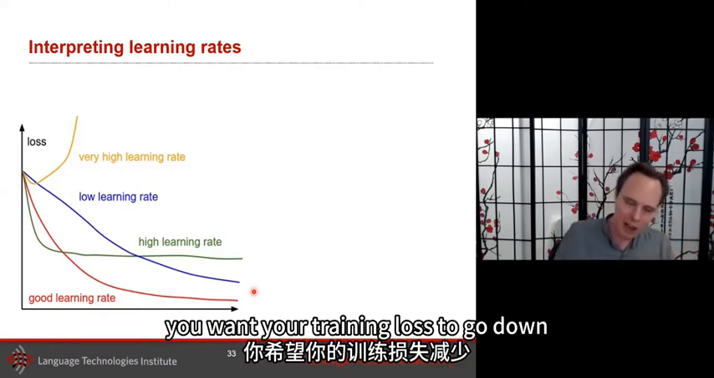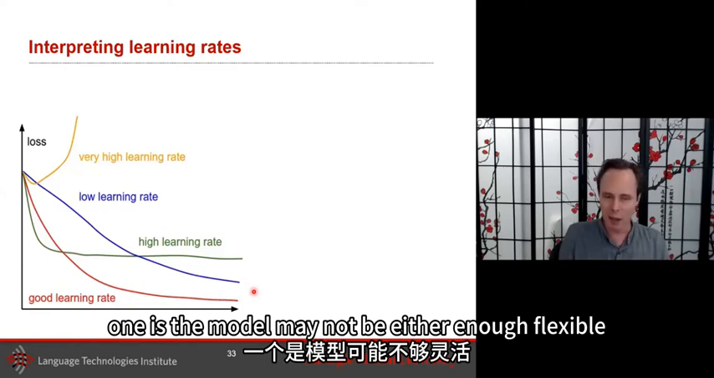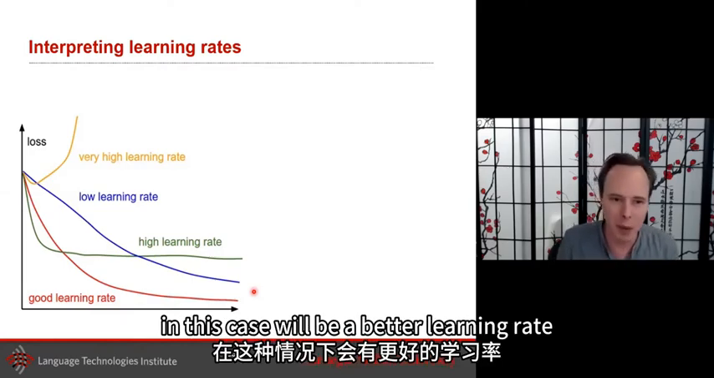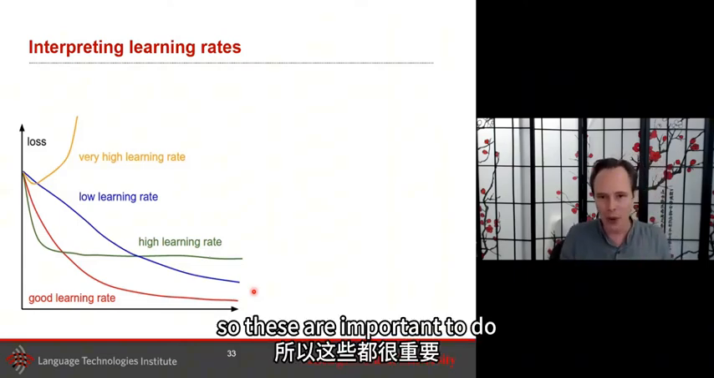You want your training loss to go down. If it does not, then there are two things. One is the model may not be flexible enough, or there may be a need for a better initialization, or in this case a better learning rate. So these are important to do.